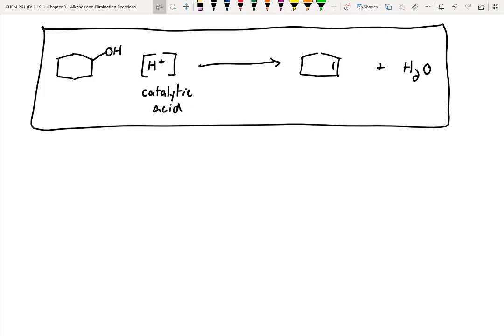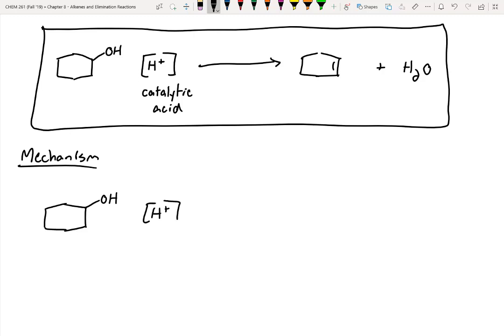So let's try to propose a mechanism. If we think about this, can the leaving group fall off first? Why not? It's a terrible leaving group. So at this point, we would look at this and say, well, this is a bad leaving group. In addition, we don't even have a base around to do an elimination. We have acid. So no elimination is going to occur during this first step. What do you think could happen during this first step?